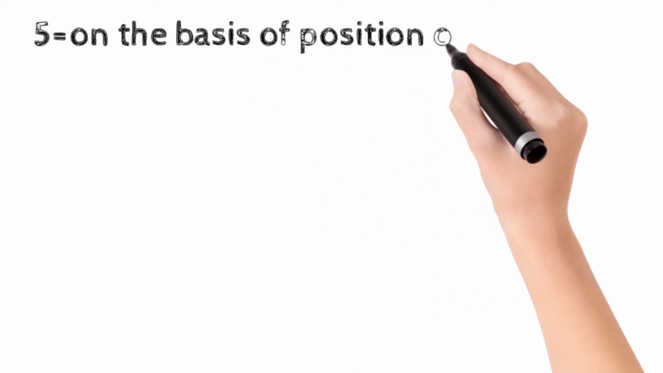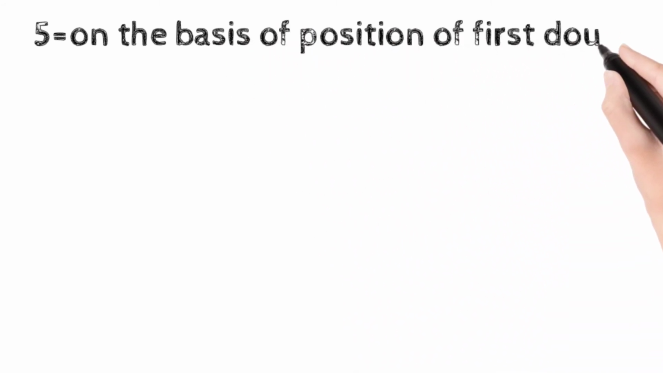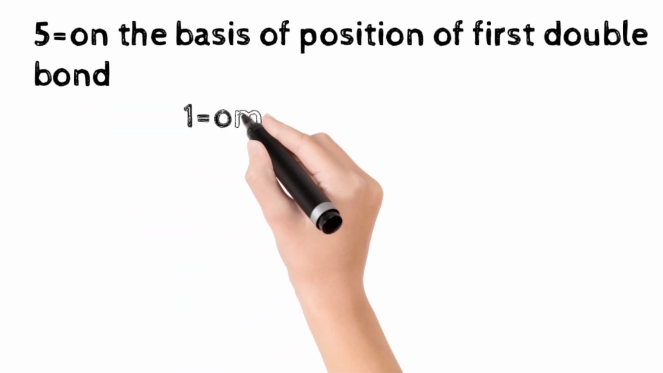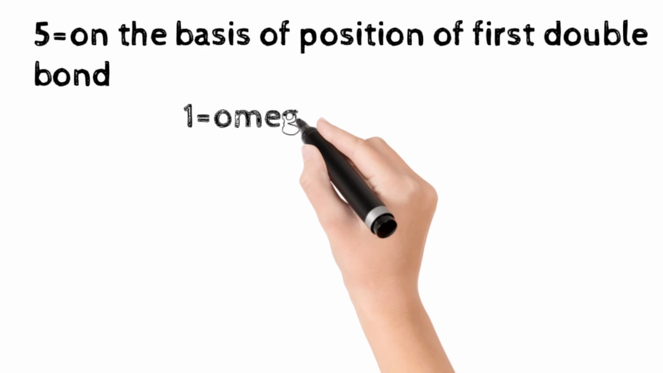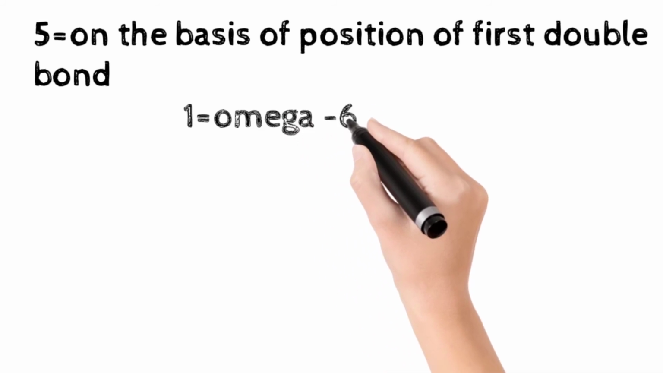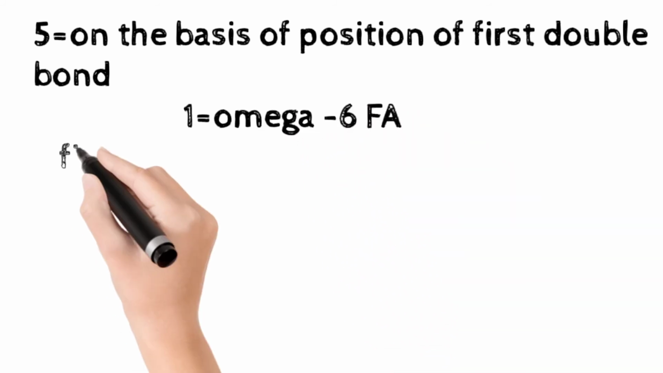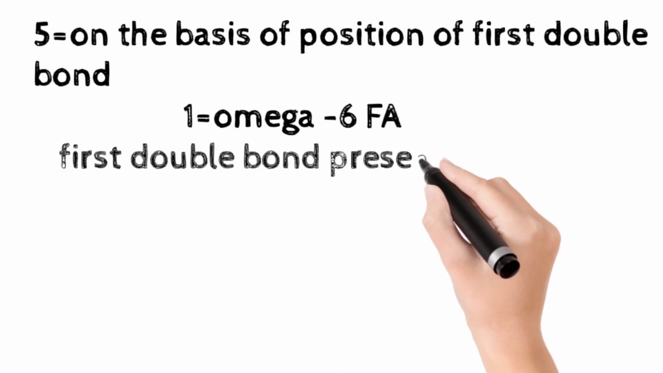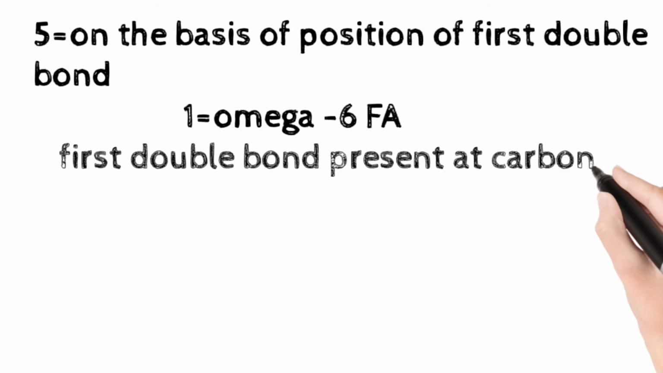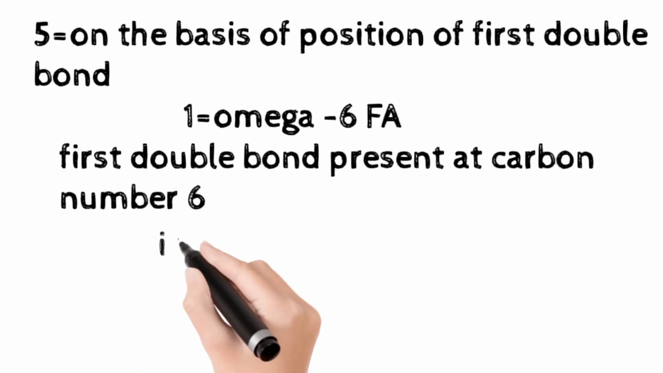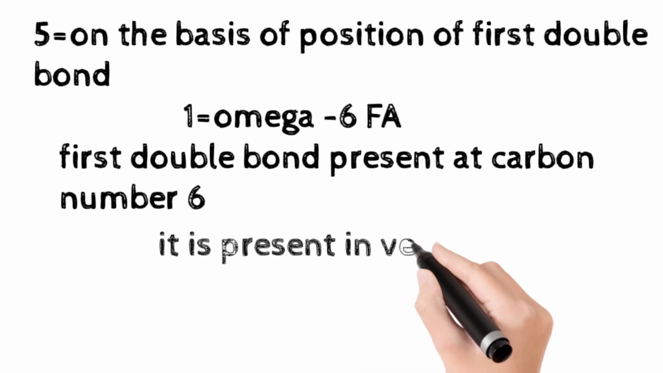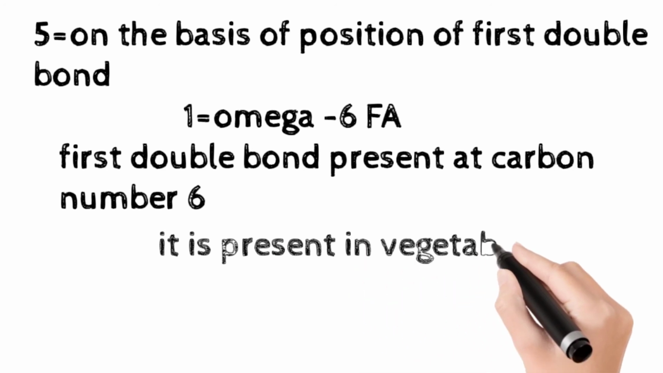Now the next types we make on the basis of the position of the first double bond. On the basis of this first double bond, we divide into two: omega 6 fatty acid and omega 3. In omega 6 fatty acid, the first double bond is present at carbon number 6. Omega 6 fatty acid is present in vegetable oils.